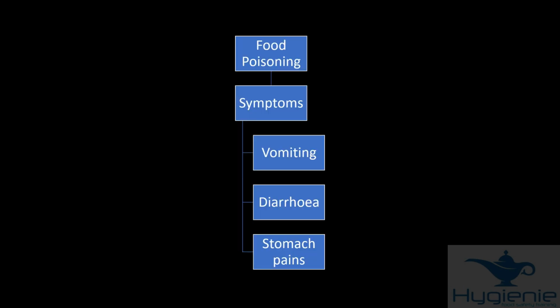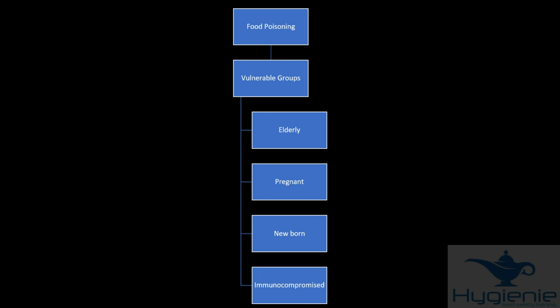What are the symptoms of food poisoning? The main symptoms of food poisoning are vomiting, diarrhea and stomach pain. A particular concern are vulnerable groups. These are the groups of people more likely to be susceptible to food poisoning, and they include the elderly, the pregnant, the newborn, and those who are immunocompromised or already ill.